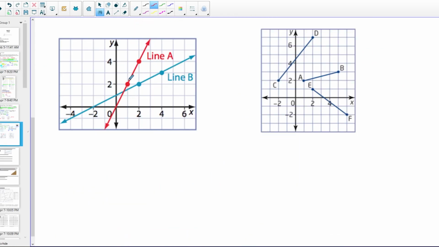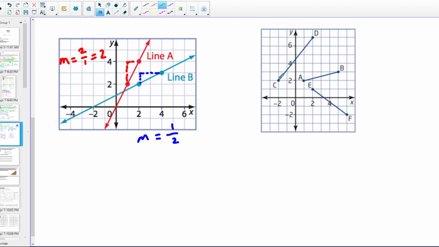Now looking at line A, we can see here that we're moving up 2, 1 to the right, so our slope is just 2 over 1, or 2. For line B, we can see that going from left to right, we're going up 1, and then 2 to the right, so our slope for B is going to be 1 over 2.